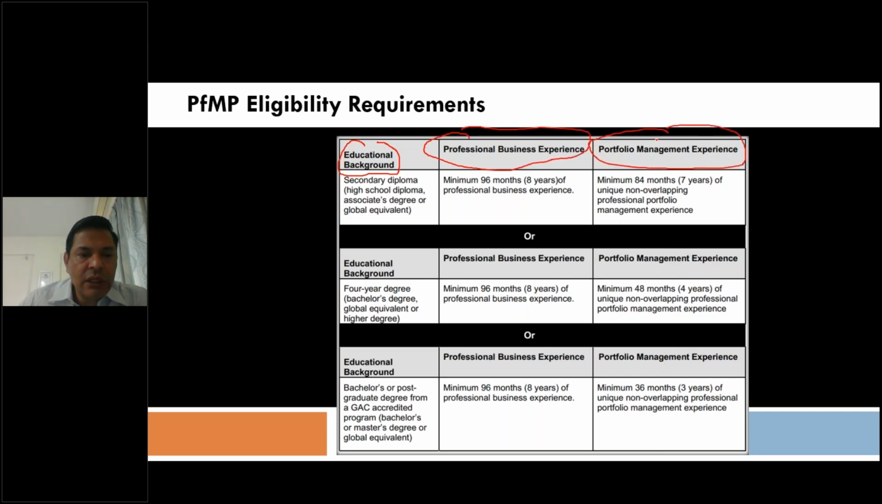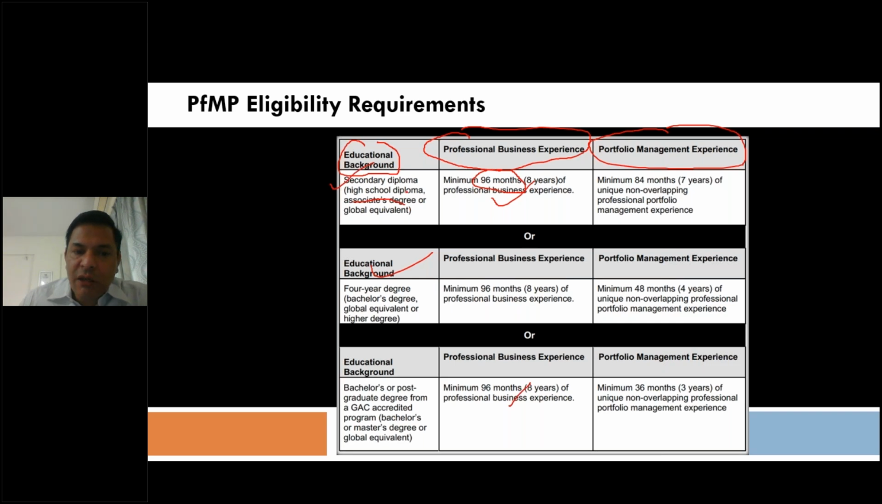Okay, so friends, if you have a secondary diploma or an associate degree, that means, let's put it in simple terms, if you do not have a bachelor degree or a master degree, your professional business experience will remain the same in all the conditions. The business experience will remain 96 months, which is 8 years. 12 multiplied by 8 is 96 months. So you'll have to provide 96 months, 8 years of business experience in all the 3 conditions.